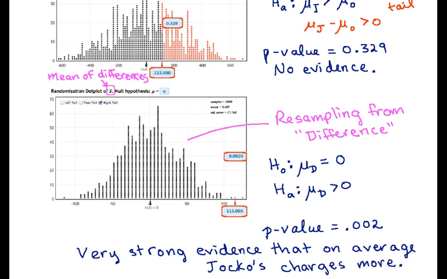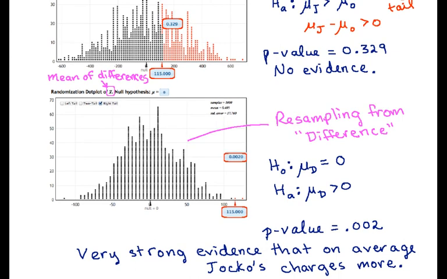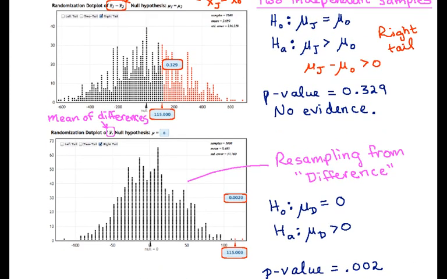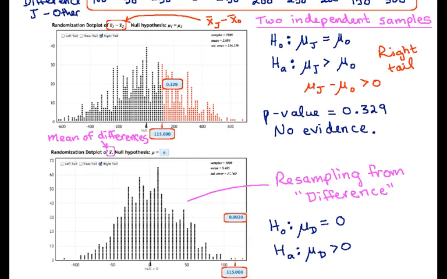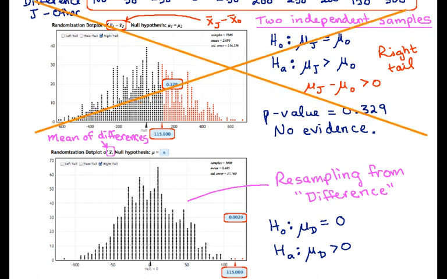So we can see there were two ways to approach this, but they're not both equally valid. Once we know that we have a matched pair study, which we can recognize based on the fact that they were the same car, and it wasn't two totally independent samples of cars that were sent to the two garages, we know that, in fact, this first approach is incorrect, and this second approach is the right one.